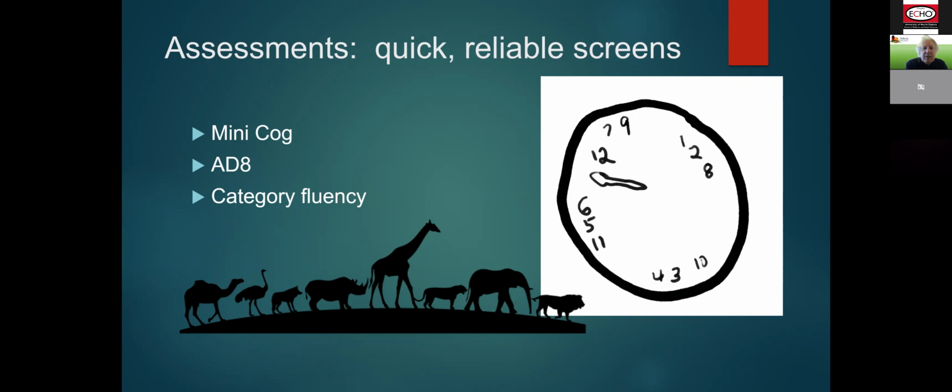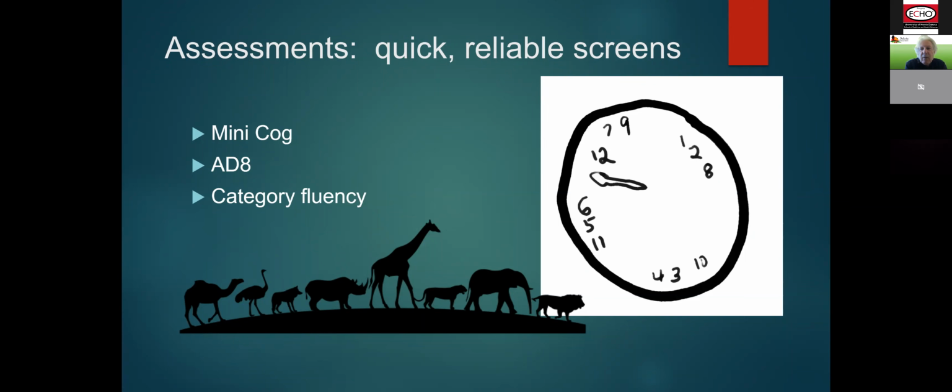But again, just to emphasize that the mini-cog is the go-to screening test. The AD8 can also be a go-to test. It can be delivered by phone, telehealth, and handing a brochure to the patient and have them fill it out themselves. You can see Noah's Ark here at the bottom with these silhouetted animals marching one by one.